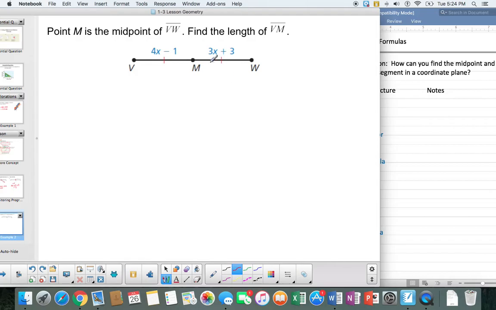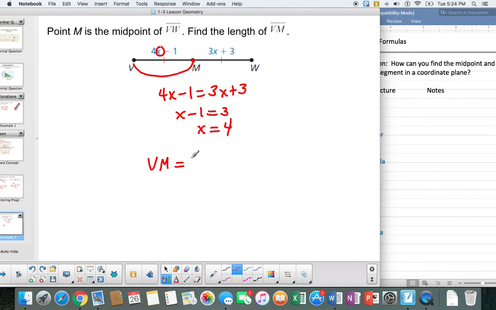All right, point M is the midpoint of this segment, and we want to find the length of VM. So we would like to find this length. What we would like to do is set the two lengths equal to each other, do some algebra, and x will be equal to 4. This is not the answer to the question. It's the answer to what x is. So VM will be equal to 4 times 4 minus 1, and the answer is 15.